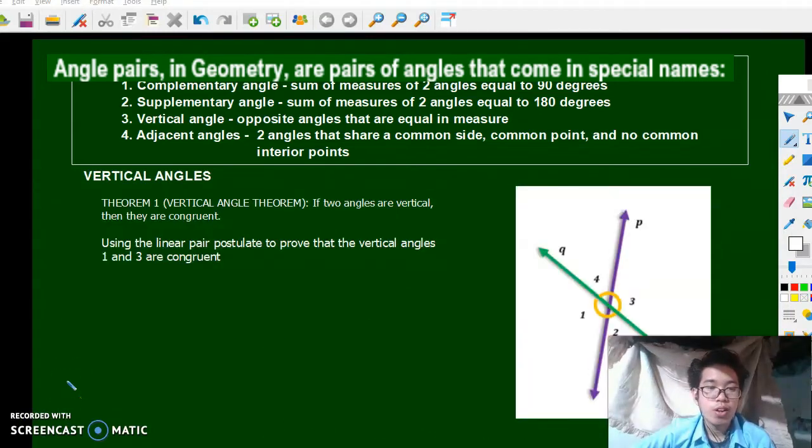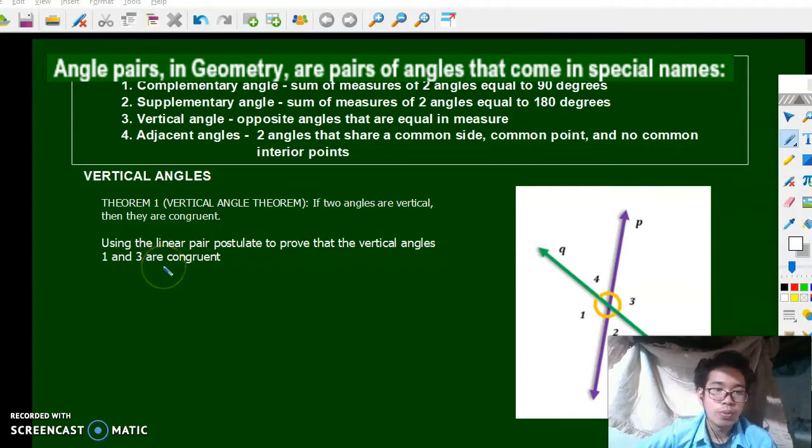So now we're on our last type of angle pair. We've already tackled adjacent angles, complementary angles, and supplementary angles. Now we go to vertical angles. Vertical angles are those types of angles that are opposite to each other. They are opposite angles and they are always equal in measurement.